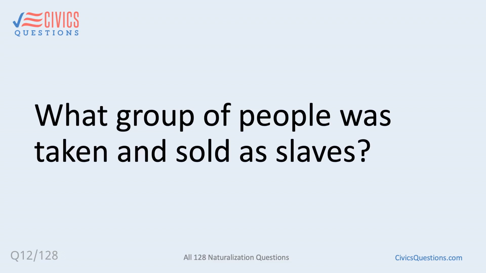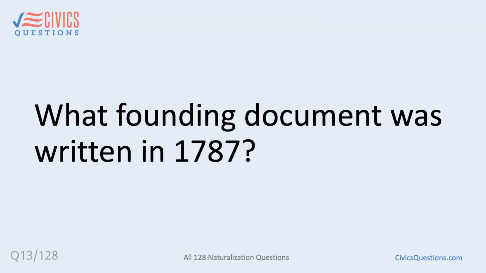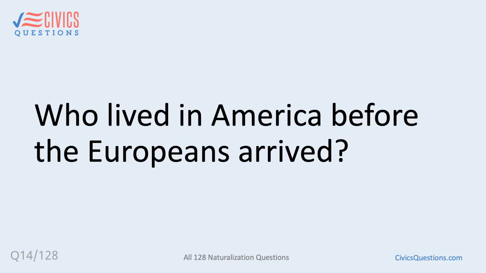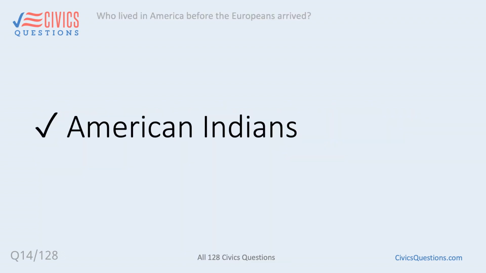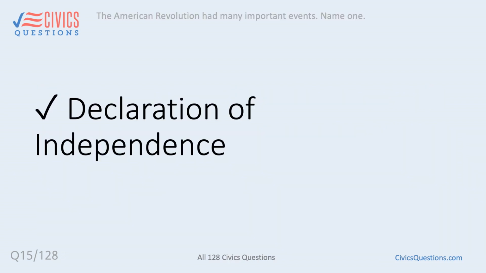What group of people was taken and sold as slaves? Africans. What founding document was written in 1787? U.S. Constitution. Who lived in America before the Europeans arrived? American Indians. The American Revolution had many important events. Name one. Declaration of Independence.